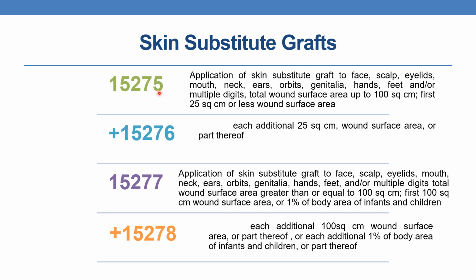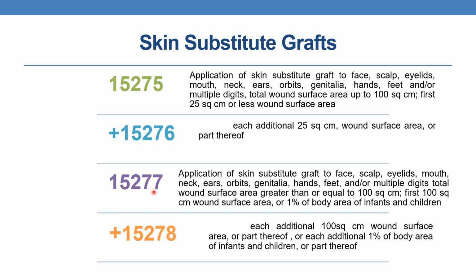The next code is 15275. Application of skin substitute graft to face, scalp, eyelids, mouth, neck, ears, orbits, genitalia, hands, feet and/or multiple digits, total wound surface area up to 100 square centimeters, for the first 25 square centimeters or less. Next, for each additional 25 square centimeters up to 100 square centimeters, you need to report 15276. That is an add-on code. It must be used in conjunction with 15275.